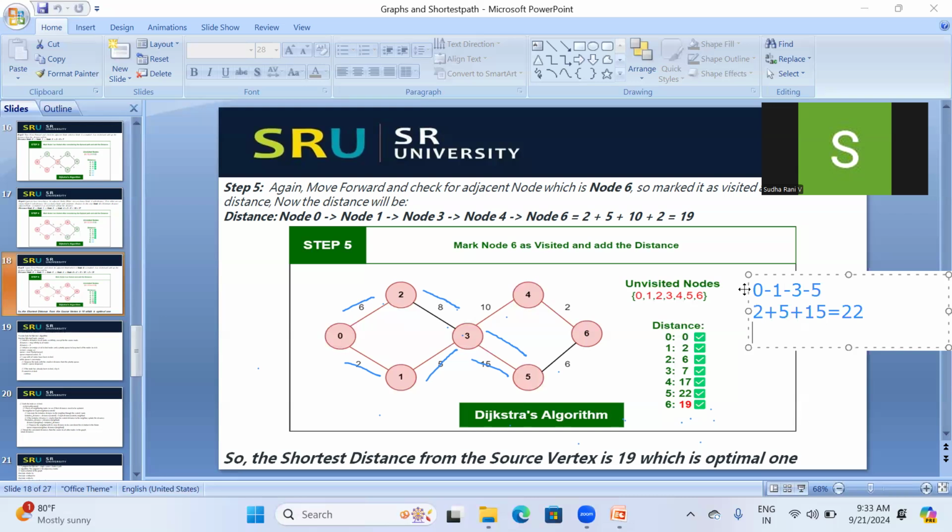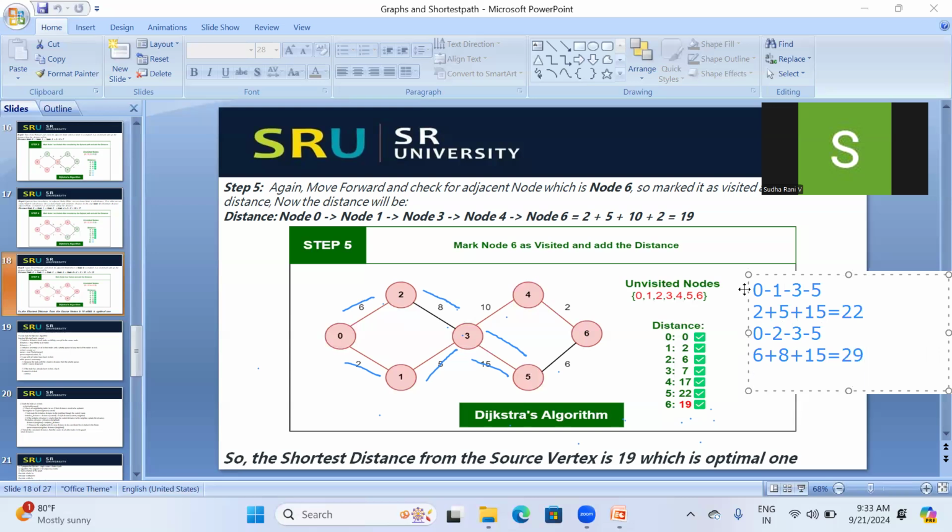Check the same with path number 2, which is 0 to 2, 2 to 3, and 3 to 5. So what are the values we are getting? 0 to 2 is value 6, plus 2 to 3 is value 8, plus 3 to 5 is 15. Okay, so the total is 29.